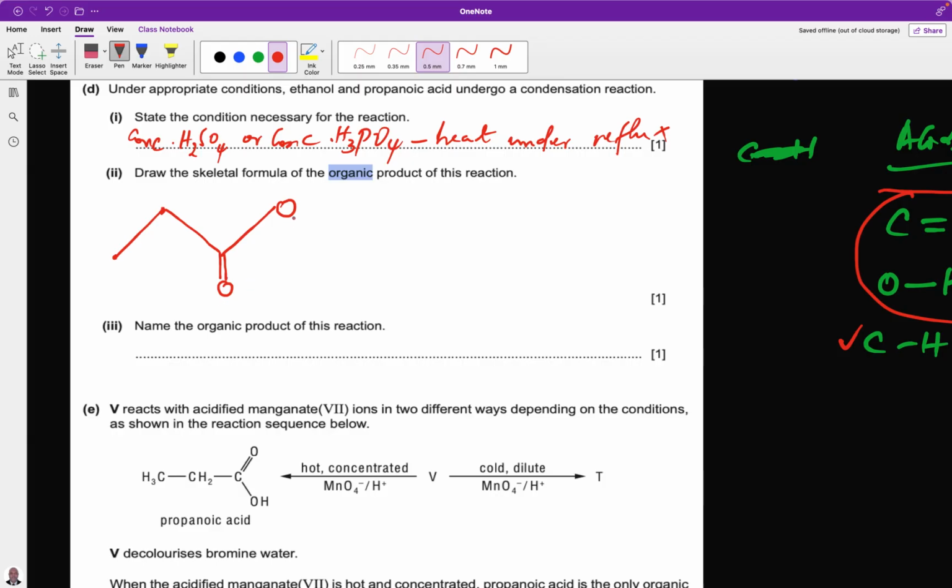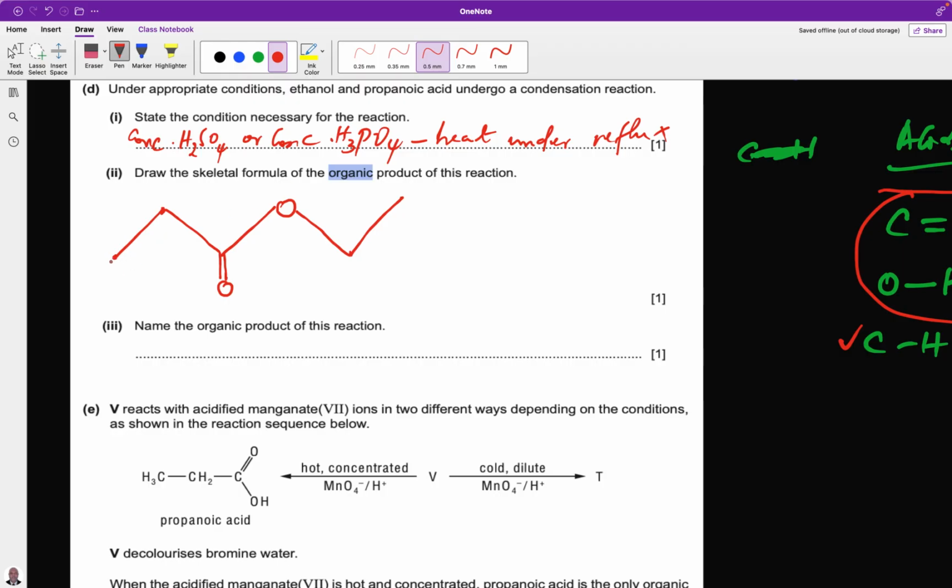Now the oxygen again is bonded to another carbon. And the last carbon, that is how you draw the structural form, the skeletal formula in a zigzag form. We start from the first carbon. Each first carbon is a methyl group.